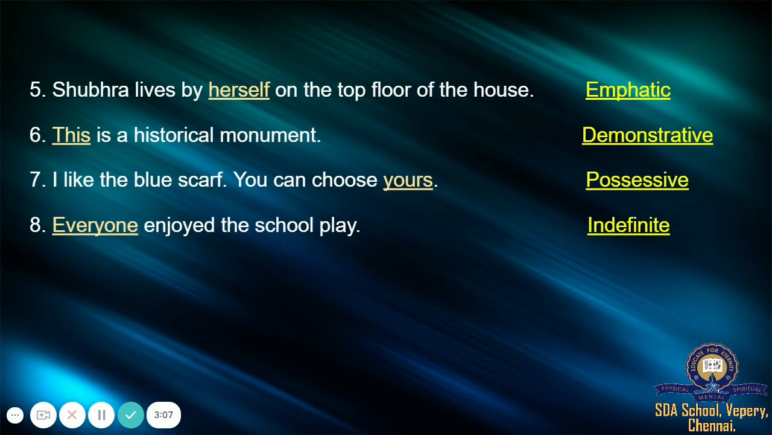This is a historical monument. The answer is demonstrative pronoun. I like the blue scarf. You can choose yours. So the answer is possessive pronoun. Everyone enjoyed the school play. So the answer is indefinite pronoun.